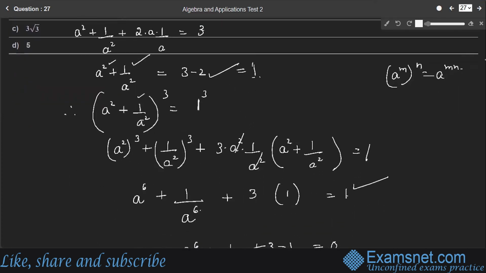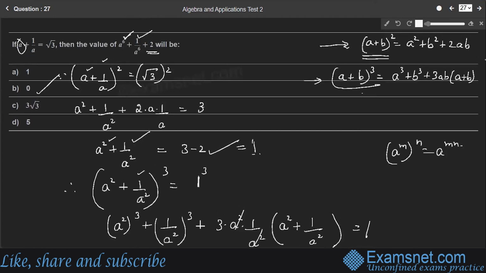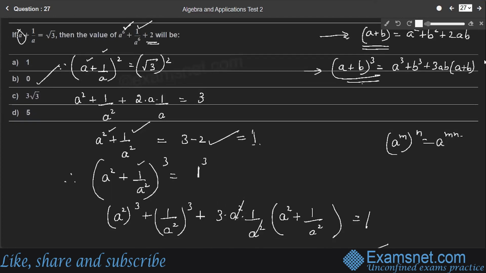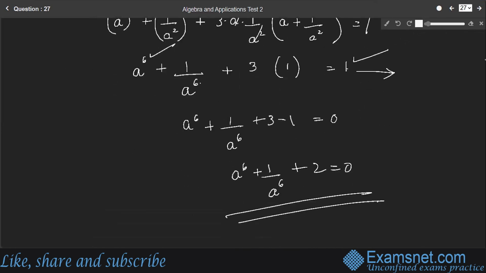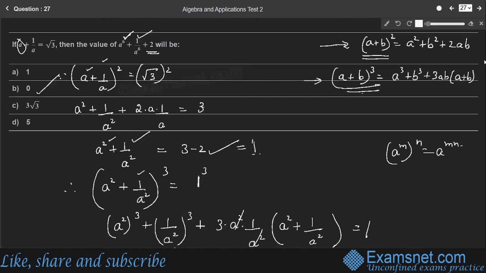That means a square plus 1 by a square, the whole cube. For that, we need to use the formula a plus b whole cube. Right? So the left hand side becomes a raised to 6 plus 1 by a raised to 6 plus 3 is equal to 1. Right? Therefore, the answer is a raised to 6 plus 1 by a raised to 6 plus 2 is equal to 0. Right? Option B is the right answer.